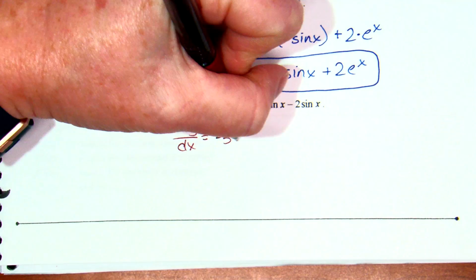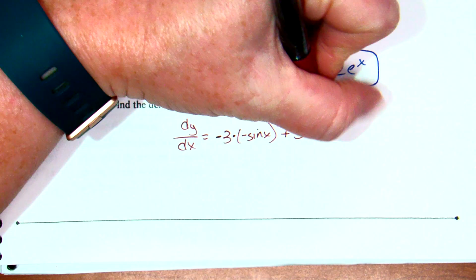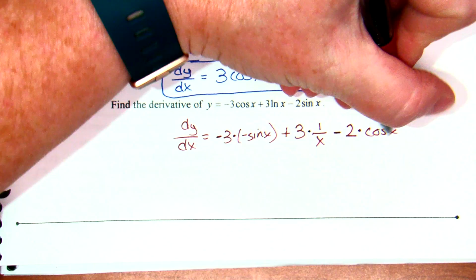Now keep in mind, as you get better with these, you won't have to write this out in 2 steps. This is me just trying to break it down for you because this is day 1. Plus 3 times the derivative of natural log x, which is 1 over x. And Mallory went ahead and said, okay, that's going to be 3 over x. I agree. Minus 2 times the derivative of sine x, cosine x.